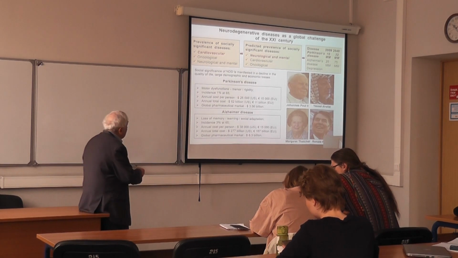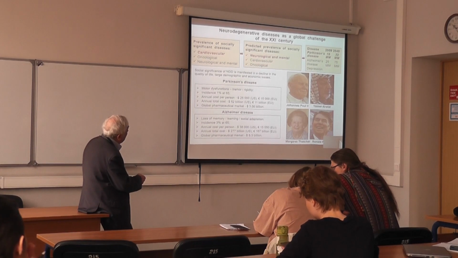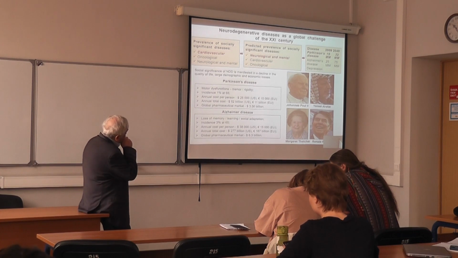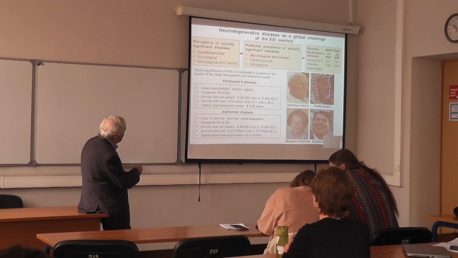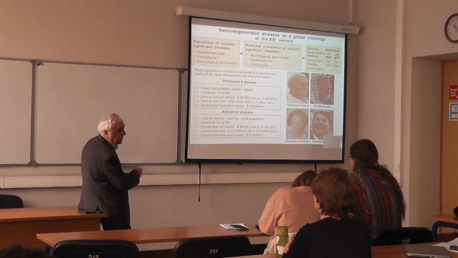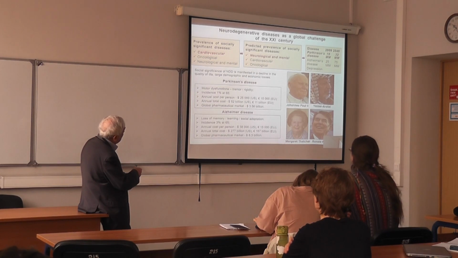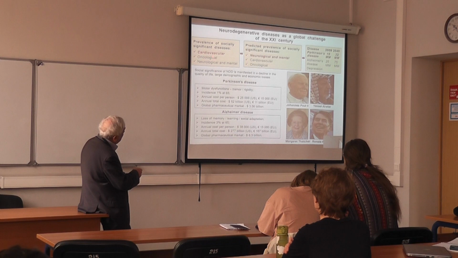Now look, I showed you this slide, I think, during the first lecture. What is interesting is that according to nowadays data, the socially important diseases are presented first by cardiovascular disease, with the highest incidence of patients. The second place is occupied by oncological diseases. And the third one by neurological and mental diseases.